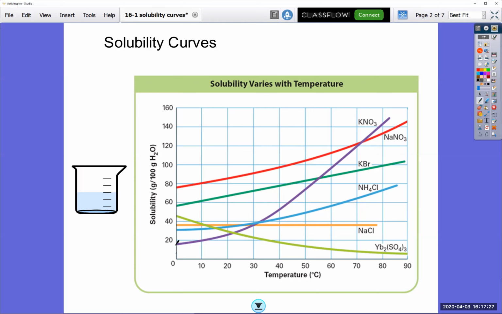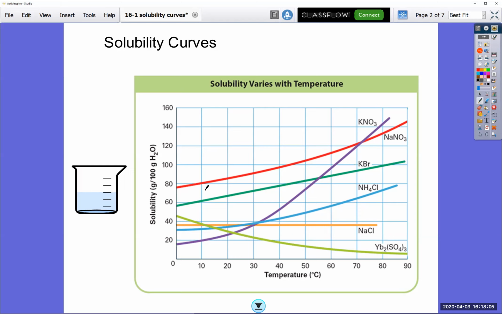Here's 20, 40, so on and so forth. It goes in grams. On this chart, we see several different types of salts, compounds: potassium nitrate, sodium nitrate, potassium bromide, ammonium chloride, sodium chloride, and ytterbium sulfate, an interesting one. So this graph helps us determine how much we can dissolve perfectly at a certain temperature and a certain amount of solute per 100 grams of solvent. This graph does show different types of salts.